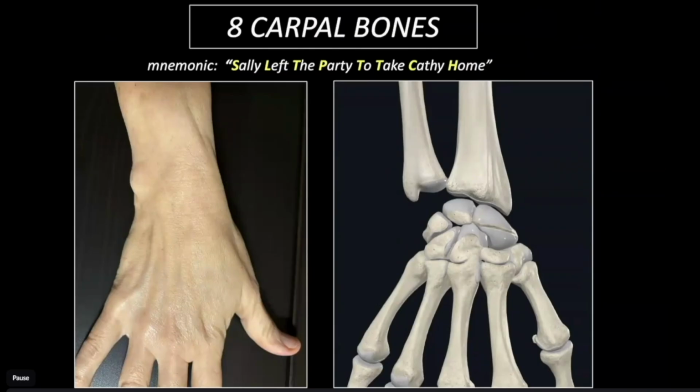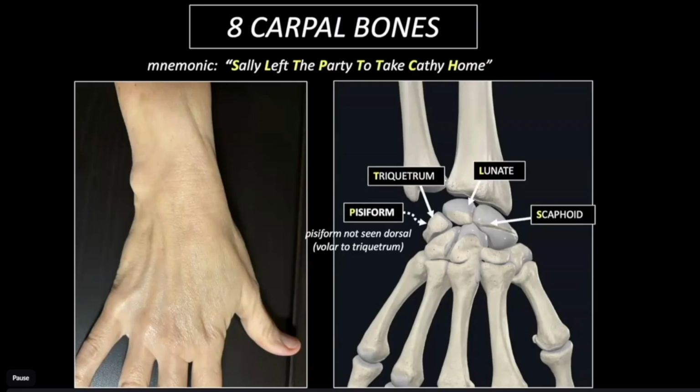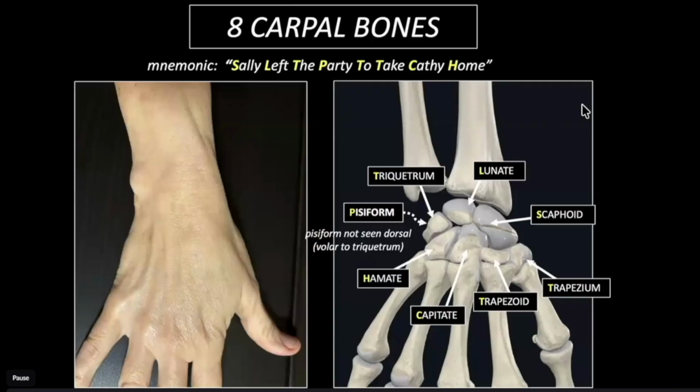If you need a mnemonic to remember them, you can use this one, Sally left the party to take Kathy home. If you take the first letter of each word starting in the carpal bones on the proximal row, S for scaphoid, L for lunate, T for triquetrum, and the pisiform is going to be on the volar side. So you won't see it when you're scanning the dorsal wrist. And then in the distal row, T for trapezium, T for trapezoid, C for capitate, and H for hamate.